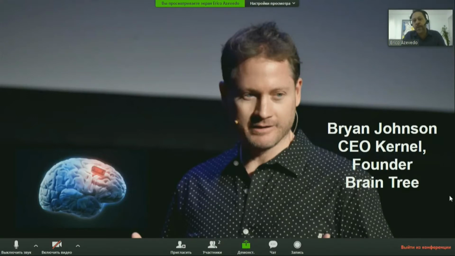Brian Johnson, CEO of Kernel, sold his first company, called Braintree, for $1 billion, and he put more or less $400 million into his new enterprise, Kernel, in order to develop it. His idea is basically to put chips in human brains to make them develop. So machines will help human beings to develop themselves.